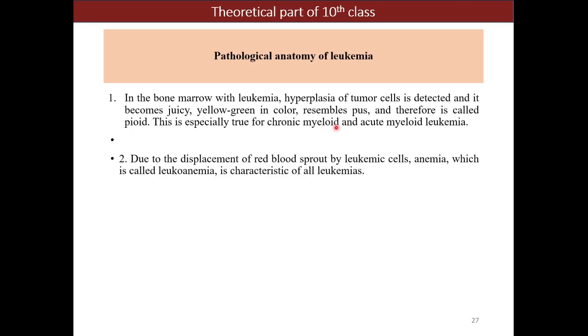Pathological anatomy of leukemia. In the bone marrow with leukemia, hyperplasia of tumor cells is detected and it becomes juicy, yellow-green in color, resembling pus or sap, and the marrow is called pyoid. This is especially true for chronic myeloid and acute myeloid leukemia. Due to the supplanting of red blood cell production by leukemic cells, we may see anemia, and the disease will be leukoanemia, which is typical for all leukemias.